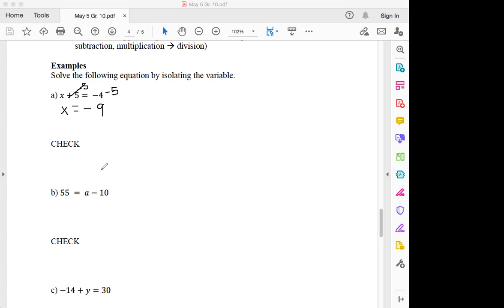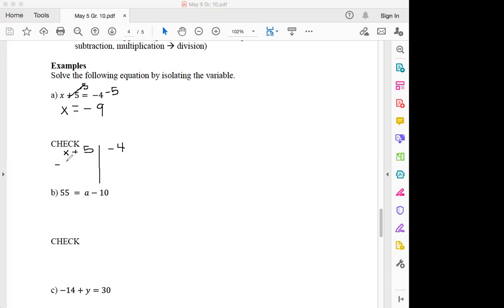Okay, and just to check to make sure that your answer is right, what you're going to do is you're going to make a line like this, which acts as your equal sign. And you're going to write your x plus 5 on the one side, and then the other side of your equal sign. And you're going to replace the x by that number, so you can check that it's equal on both sides, that it's going to give you the exact same answer.